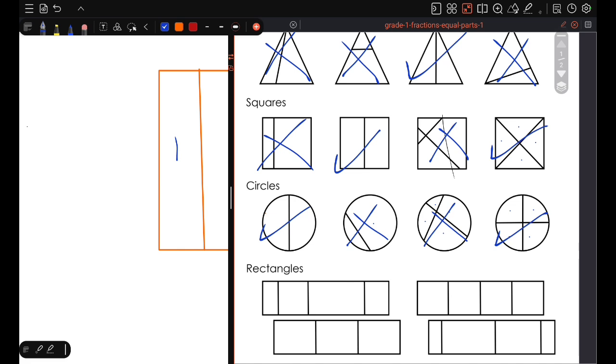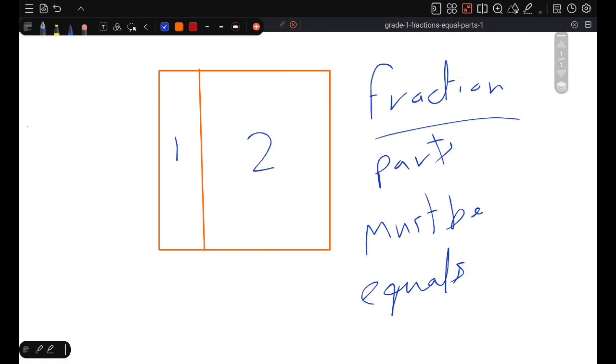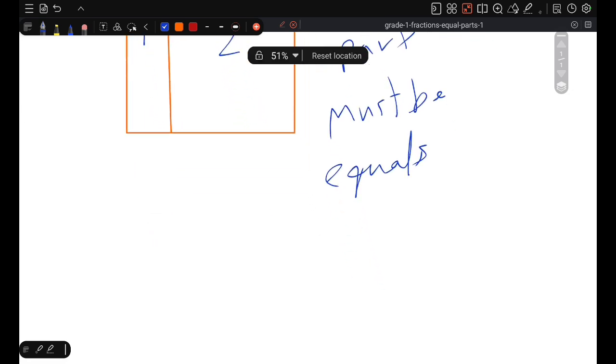And the last group of rectangles, these parts are not equal, so it's not a fraction. These parts are equal parts, so this is a fraction. Equal parts, this is a fraction. Not equal parts, so it's not a fraction. Okay, so from here I can deduce that fractions are equal parts.